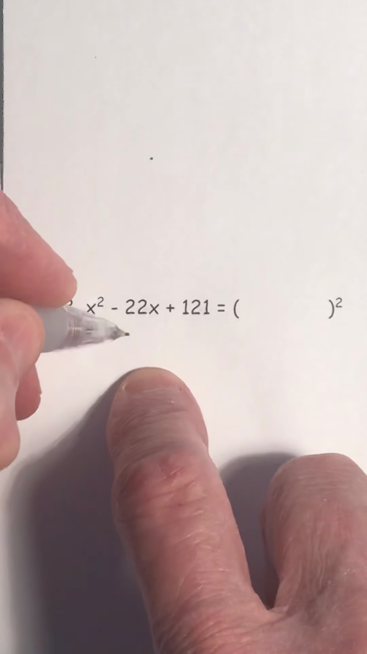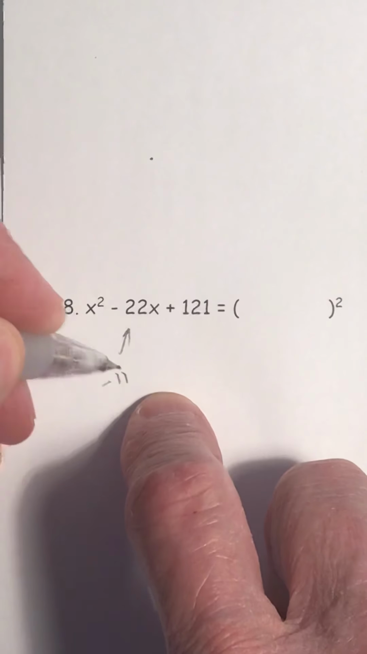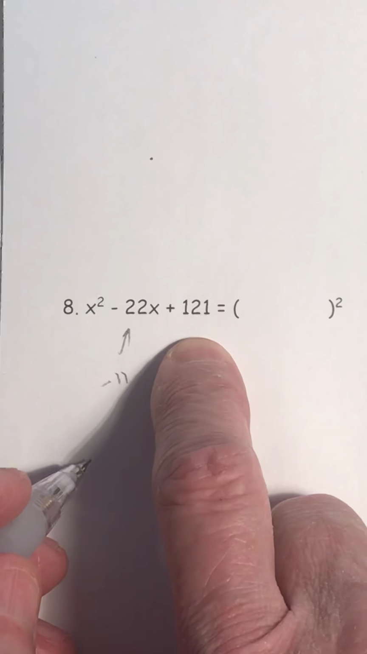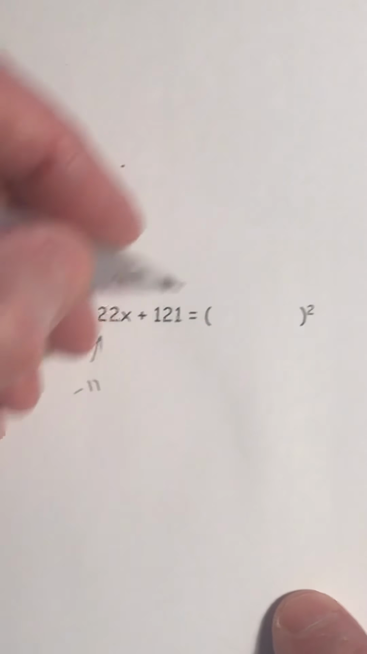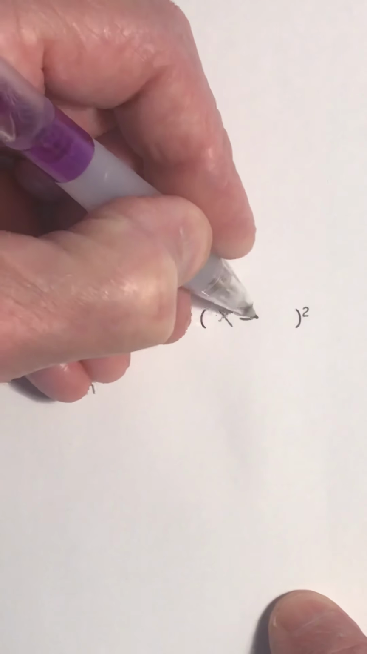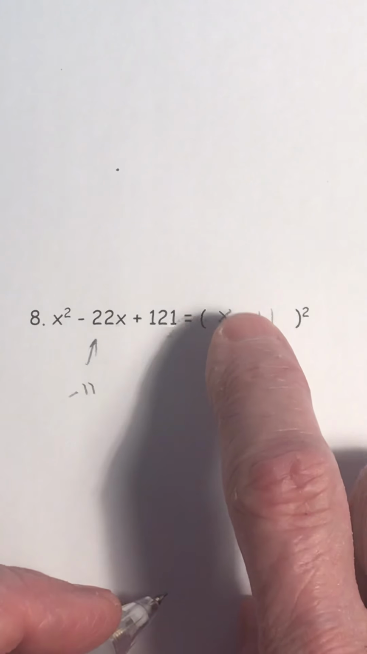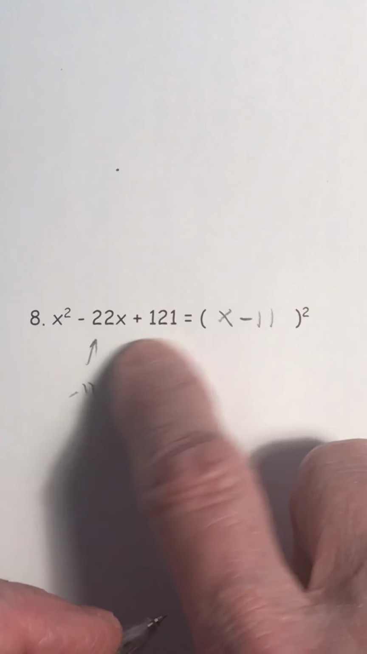What's half of this? Half of this would be minus 11. Is this the square of minus 11? Yes. And of course that's the square of x. So in here, it's x minus 11 squared. X minus 11 times x minus 11 produces that exactly.